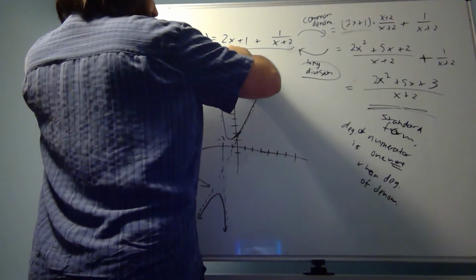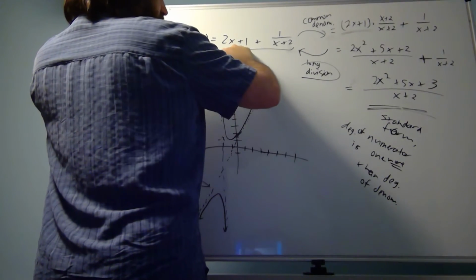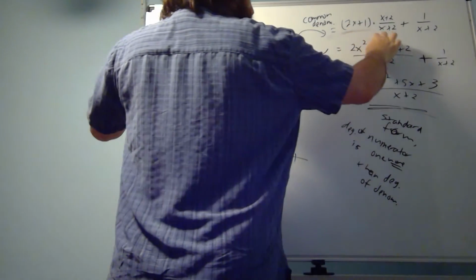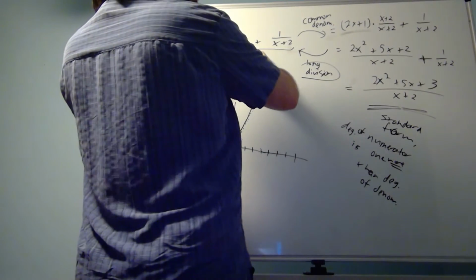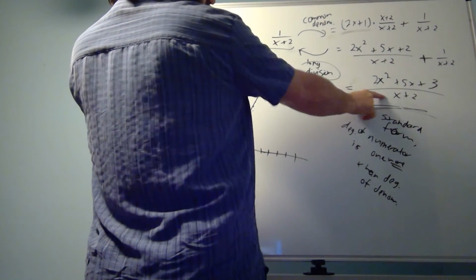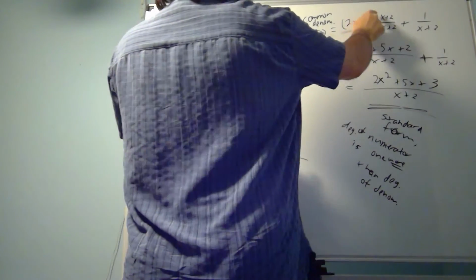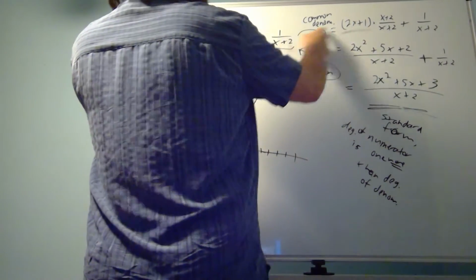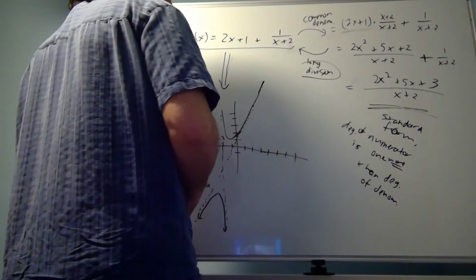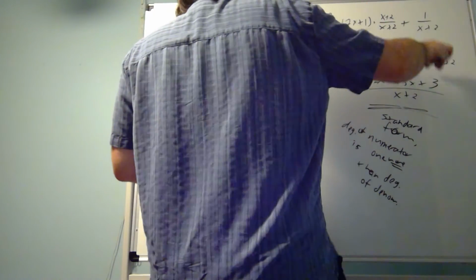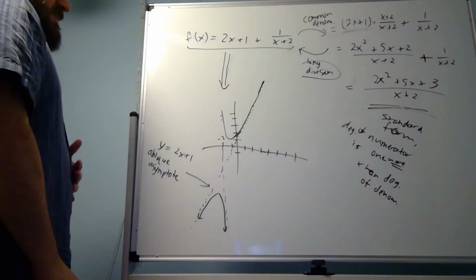If I had it in this form, this is just an illustration that if I wanted to put it in rational function standard form, I would just find the common denominator of x plus 2 by multiplying the 2x plus 1 by x plus 2 over x plus 2. And common denominators is how you get it into standard form.